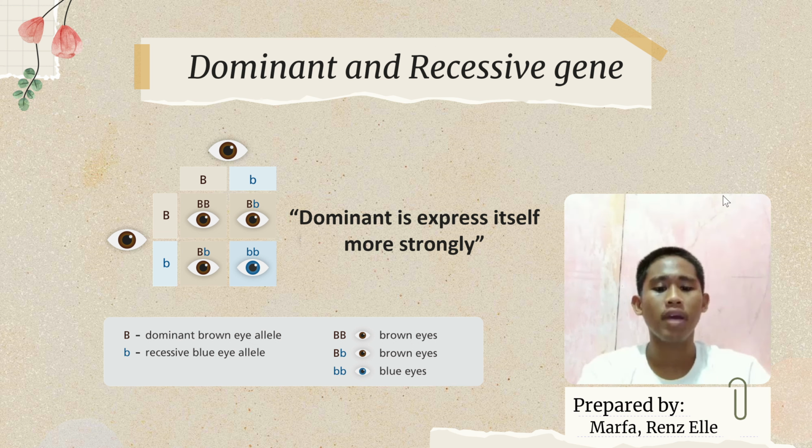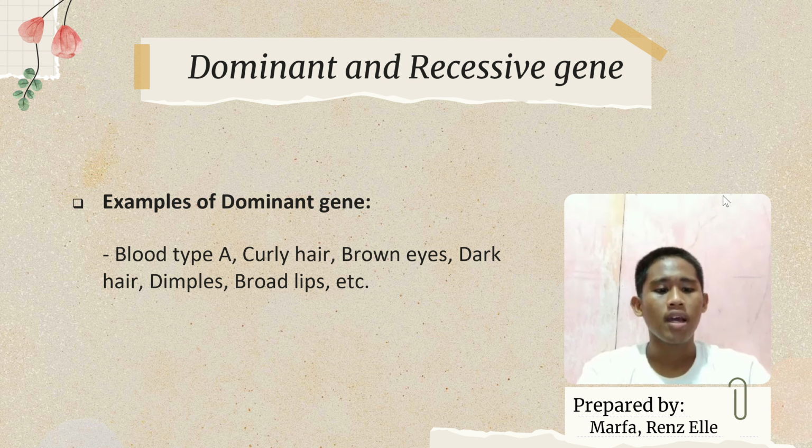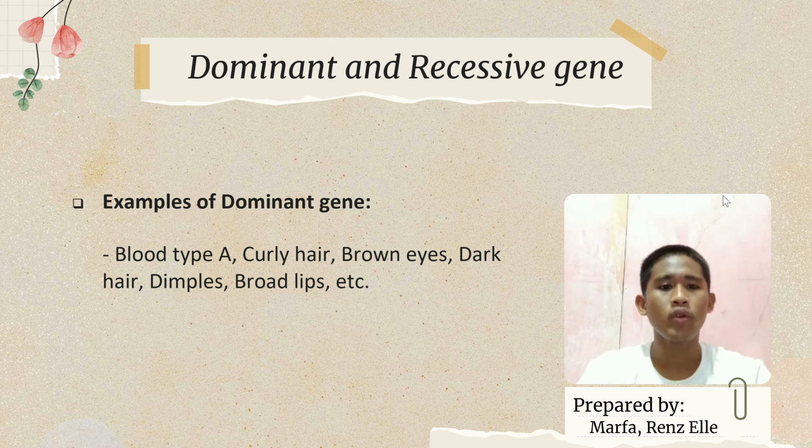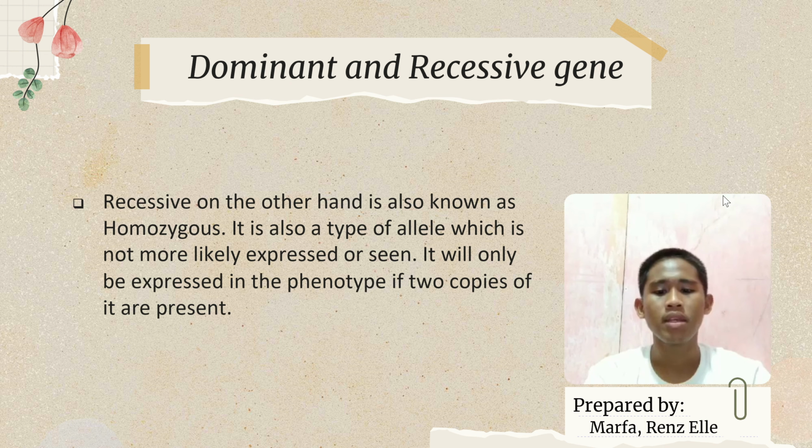To help you identify the dominant gene or allele, I will give you some examples, such as blood type A, curly hair, brown eyes, dark hair, dimples, broad lips, and many more. So if you have those physical traits that I mentioned, then that is a dominant gene. And now, we will proceed to the recessive allele.